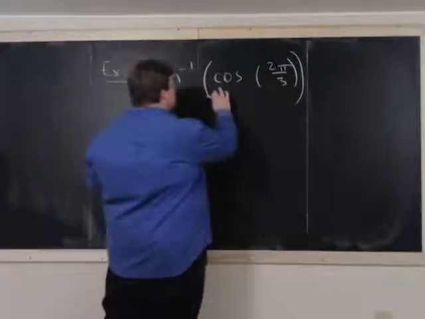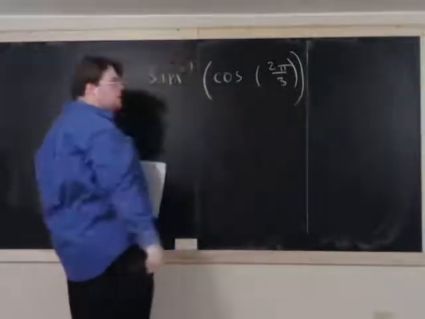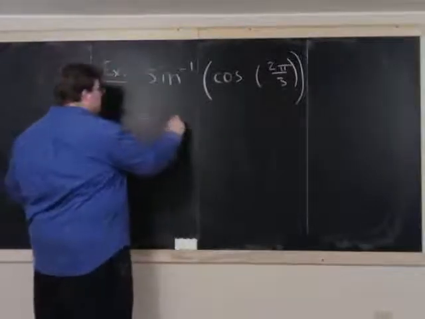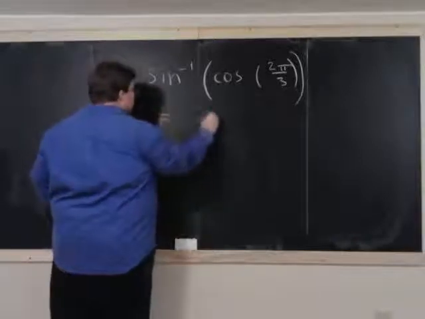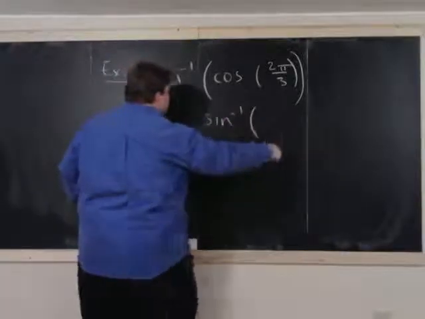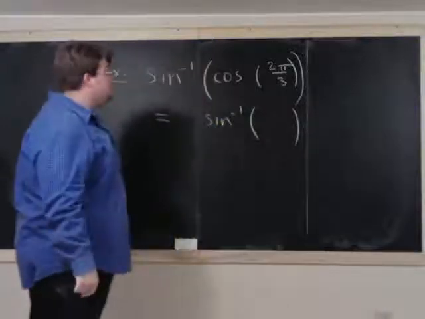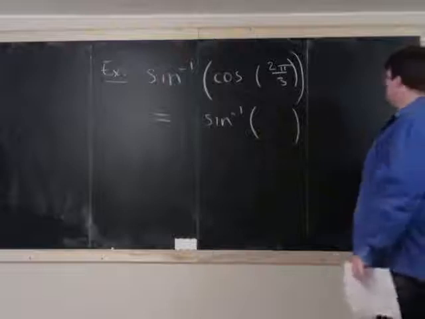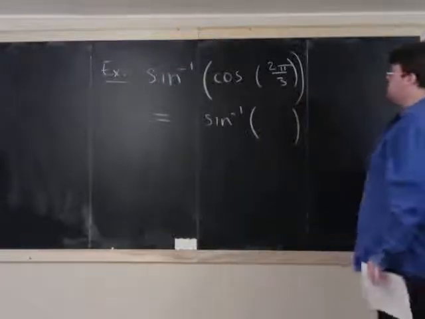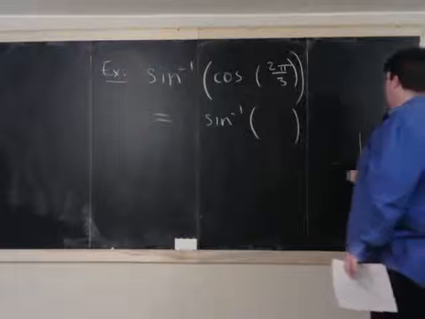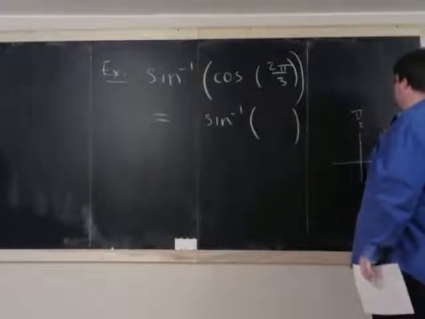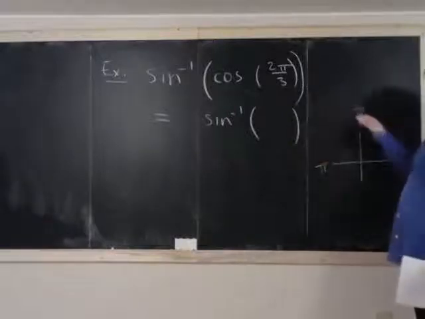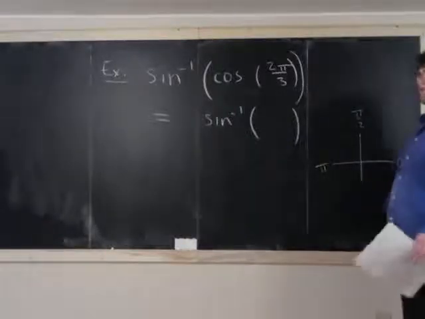Well, let's first find cosine of 2 pi over 3. Well, that's the standard trig argument. So let's say that this equals sine inverse of something. We're going to find that something on the side. That something is cosine of 2 pi over 3. Well, 2 pi over 3 is in quadrant 2. How do you know it's in quadrant 2? Well, 2/3 is between a half and 1. So that's in quadrant 2.